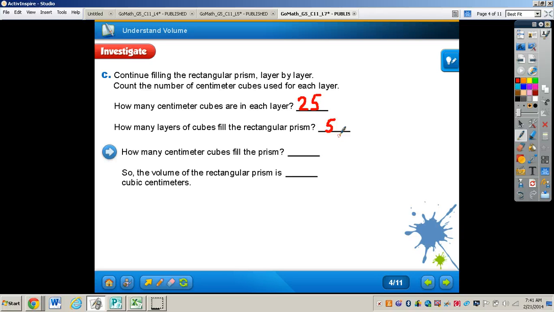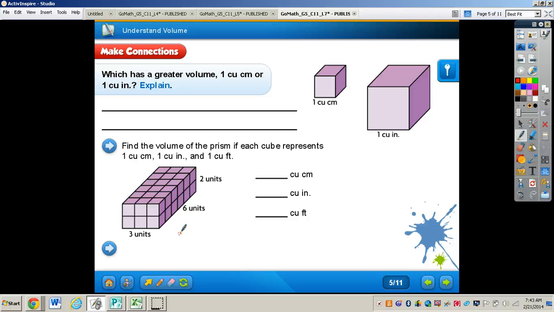Okay, so how many centimeter cubes fill the prism completely? We can see that there are 125 cubes total. Since there are 125 cubes total within the prism, we can see that the volume of the rectangular prism is 125 cubic centimeters. Because there are 125 centimeter cubes to fill it, therefore the volume is 125 cubic centimeters.